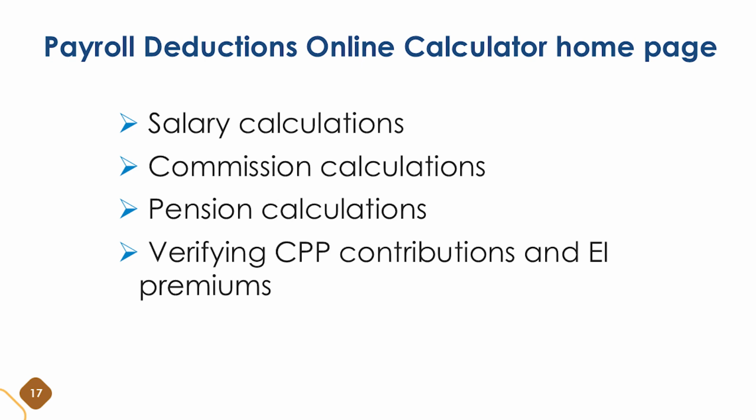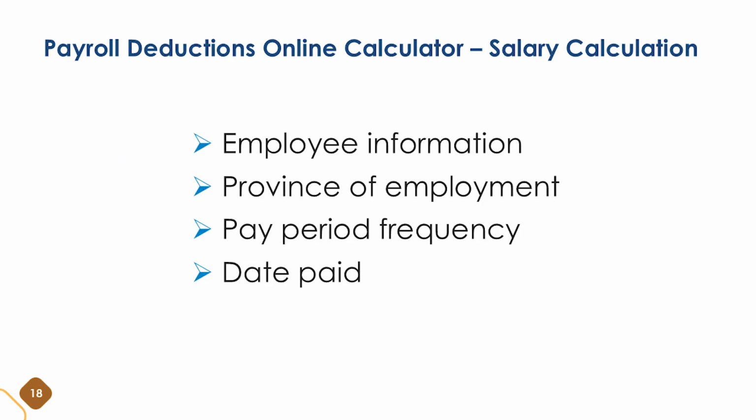The following options are available on the Payroll Deductions Online Calculator landing page: salary, commission, pension, verify CPP contributions, and EI premiums. Note, you can only do one type of calculation at a time. The salary icon is selected by default. Select the Next button to start a new payroll deductions calculation. You will be directed to Step 1 of the salary calculation.